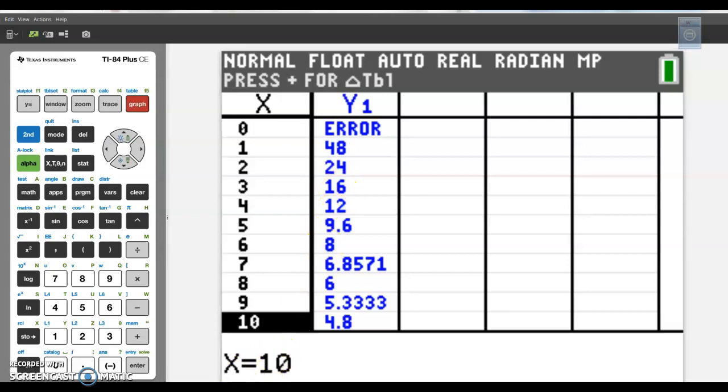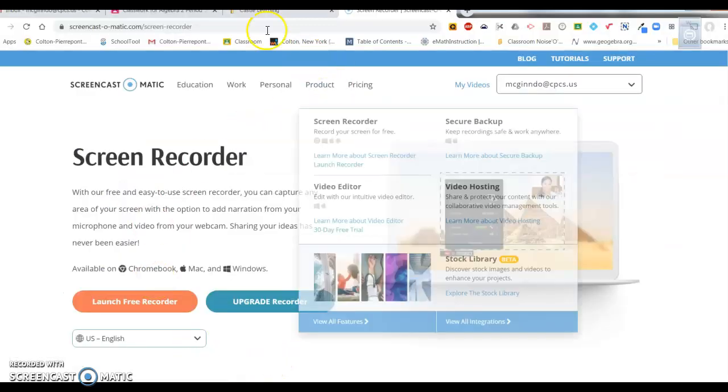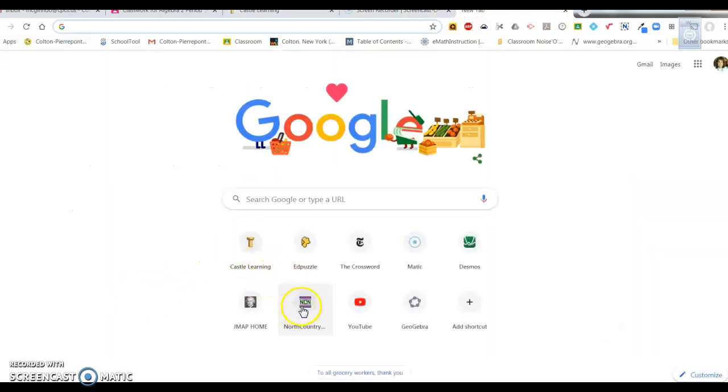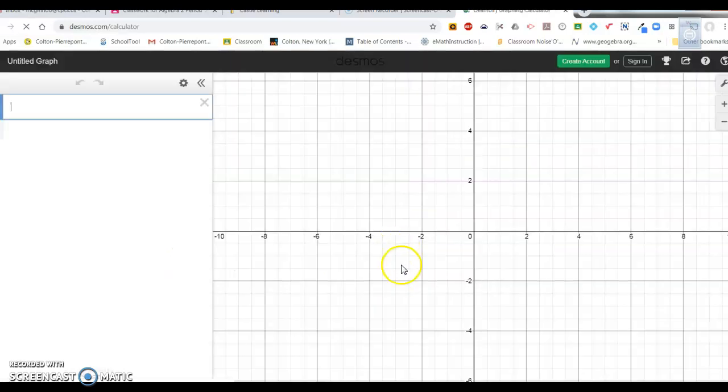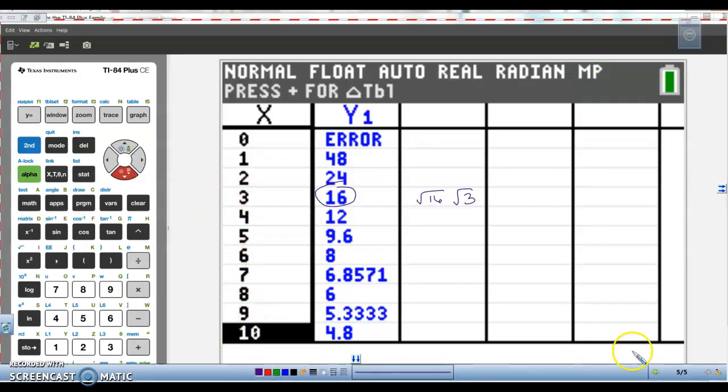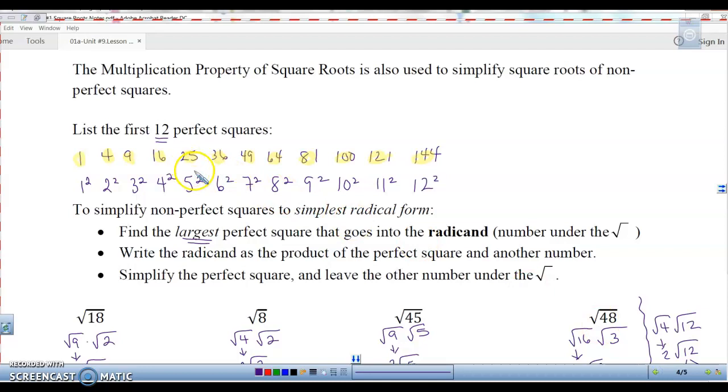Okay, if you're doing this on Desmos, you have to just do the division. All right, so if I do Desmos, I have to work backwards from my list of perfect squares. Where's my list? There's my list of perfect squares. All right, 48, I'd have to do 48 divided by each one of those.